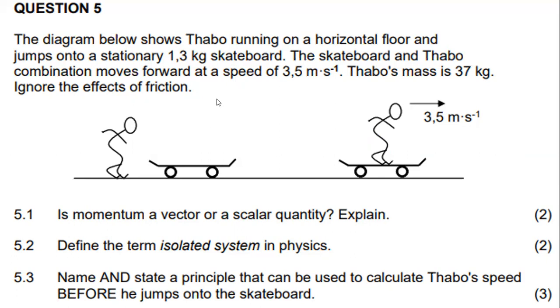The diagram below shows Turbo running on a horizontal floor and jumping onto a stationary 1.3 kilogram skateboard. The skateboard and Turbo combination moves forward at a speed of 3.5 meters per second. Turbo's mass is 37 kilograms. Ignore the effect of friction.